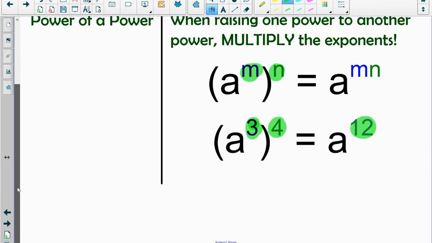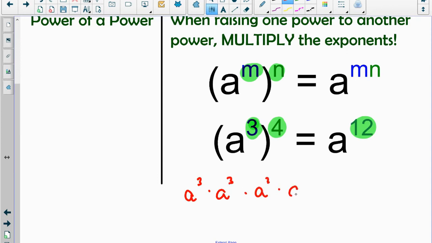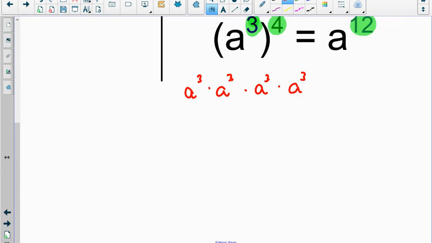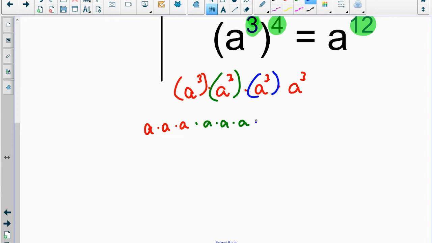Now, why does this work? If we actually take a look at that expression and expand on it, my 4 as the exponent on the outside indicates that I'm multiplying a to the 3rd power by itself 4 times because the exponent was 4. Now, each one of those a's, or a to the 3rd power, excuse me, can be simplified even further to become a times a times a. So if I do that for each one, think about how many of the a's are being multiplied together as I write them out.